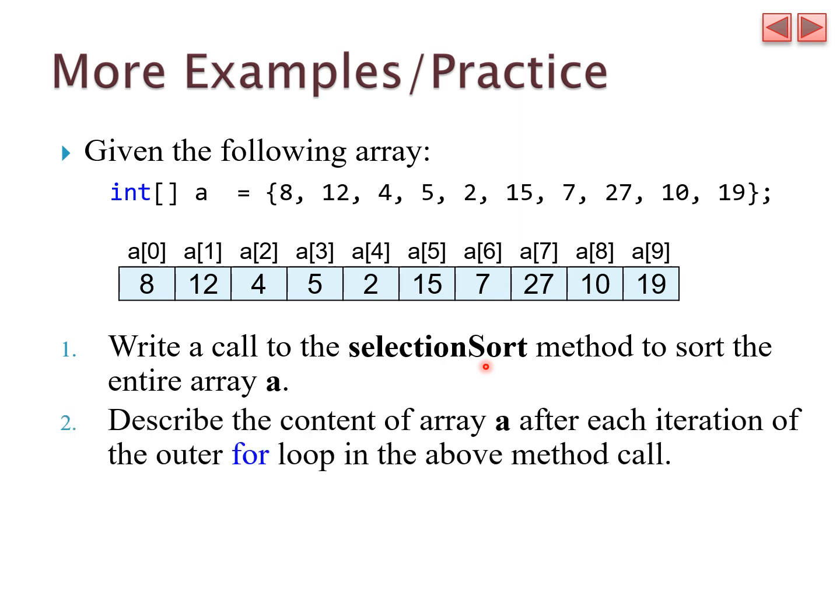The second exercise is to describe the content of the array A after each iteration of the outer for loop in the above method call, that is, the method call to selectionSort.